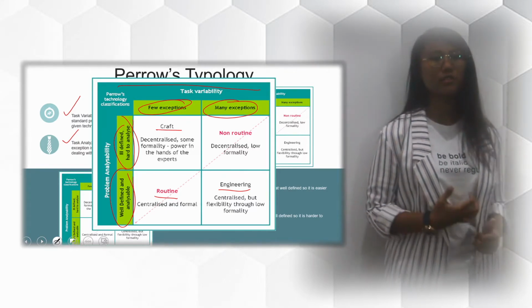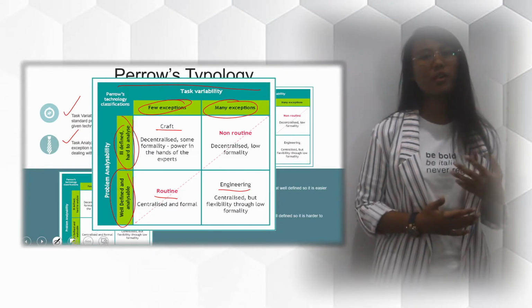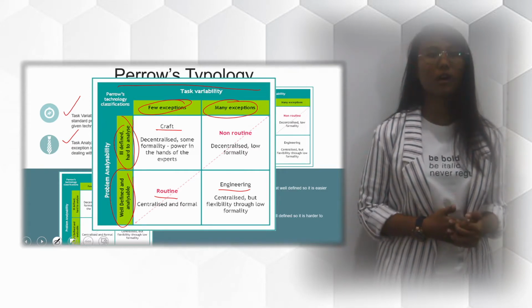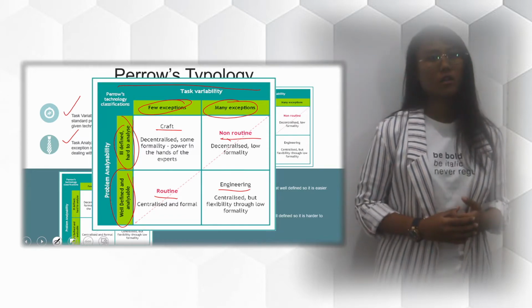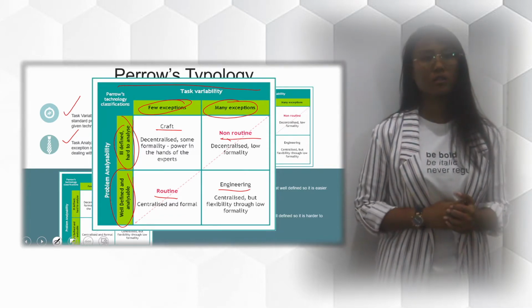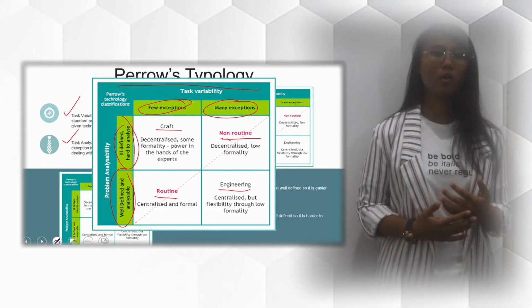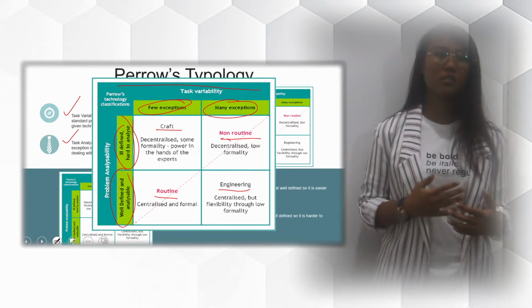The third is engineering, characterized by many exceptions and its depth of comprehension. Standard and accepted methods are available to provide solutions to problems. The fourth is non-routine, characterized by many exceptions and poor comprehension. Problems appear frequently with no existing solution.